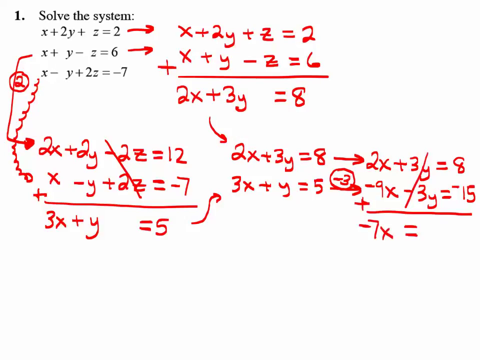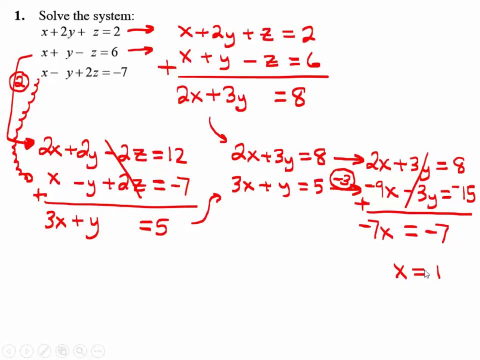The y's are gone, as planned. How about divide through by -7 both sides? How about x equals 1? Now, our little problem is this x equals 1. I can't plug it back into my original, because notice if I know what x is, I still have y and z that I don't know.